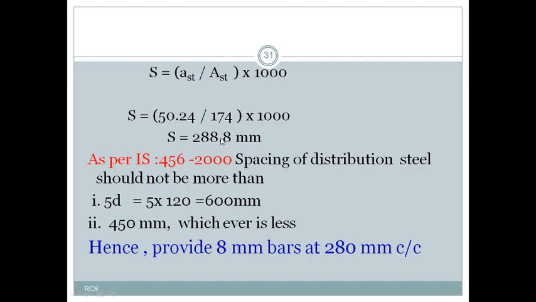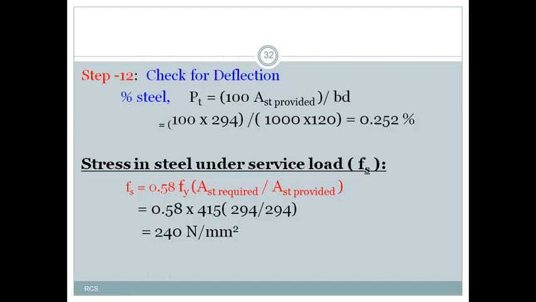Again, this obtained value of spacing should be checked against our design requirements. It should not be more than these values, or if it is more than these two conditions, then the minimum of these two values is provided as the spacing for the distribution reinforcement. But according to this problem, we got a spacing less than these two, so this value will be provided. With respect to the criteria 5d, the spacing is 600 mm, and the other criterion is 450 mm. The obtained value is less than these two values. The spacing to be maintained for the distribution bar is 280 mm center to center, with a bar diameter of 8 mm. Right. Then we go for checking of deflection.